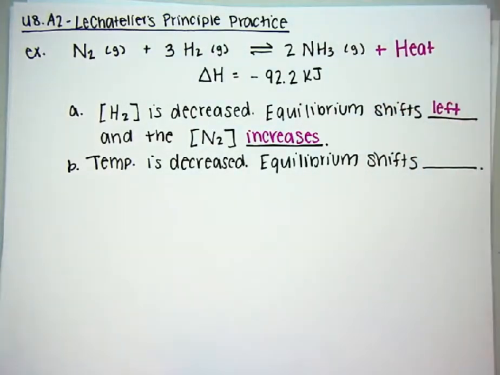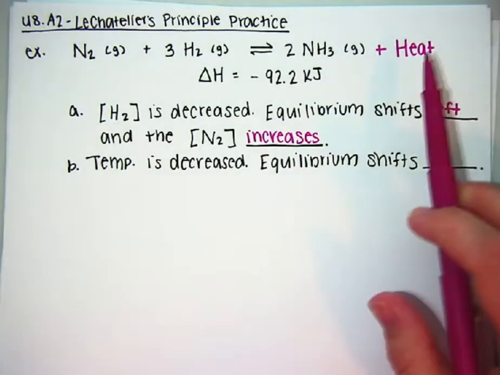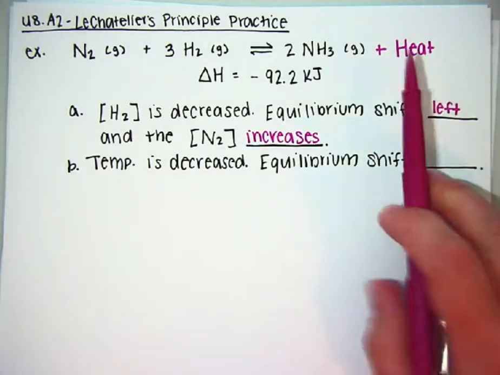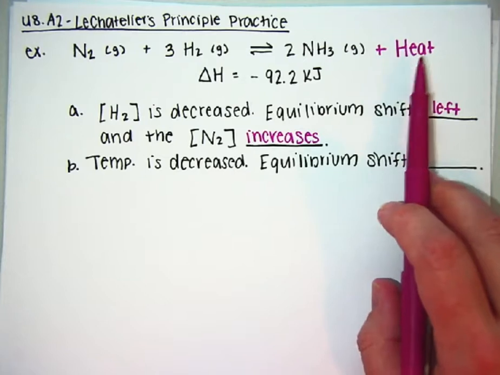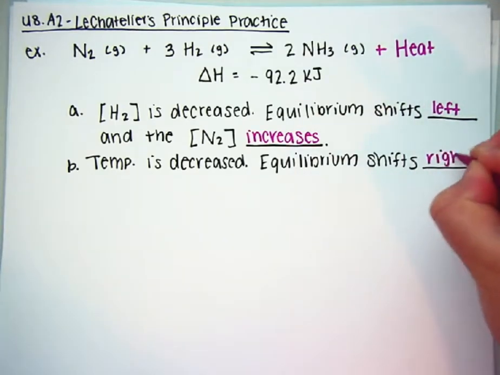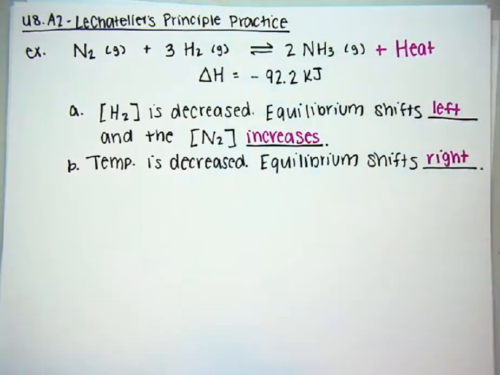So if heat is being released, we're going to think of heat like a product. It's being released or being produced. So if I decrease the temperature, the way that I restore equilibrium is I need to increase the temperature. In order to increase the temperature, it has to shift to the side that heat is on. So equilibrium is going to shift to the right.